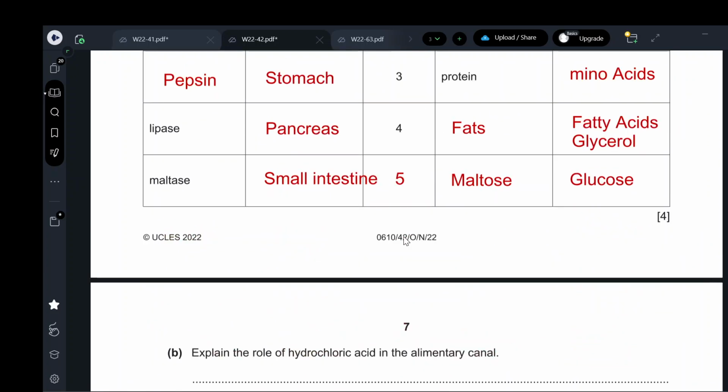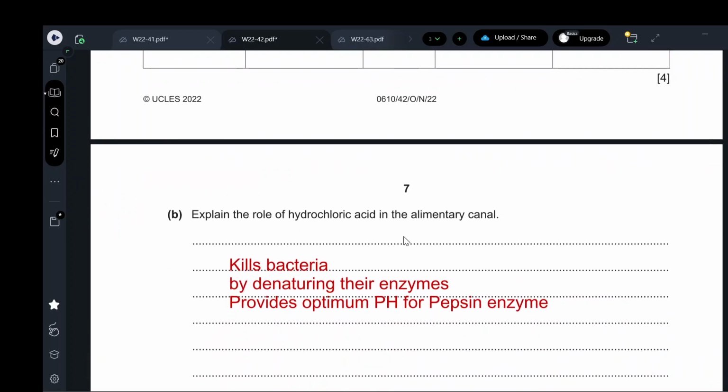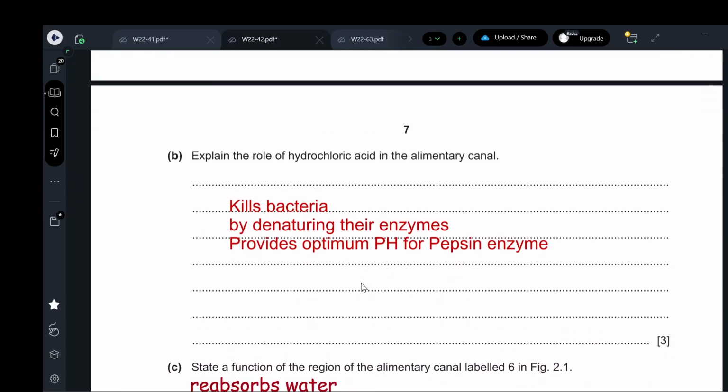Explain the role of hydrochloric acid in the alimentary canal. HCl, what does it do? It has two roles. The first role is that it provides the optimum pH for the pepsin enzyme, and the second role is that it kills the bacteria by denaturing their enzymes. If you ate something that's not clean, something that's infected, it will kill the bacteria by denaturing their enzymes. Also, it provides the optimum pH for the pepsin enzyme.